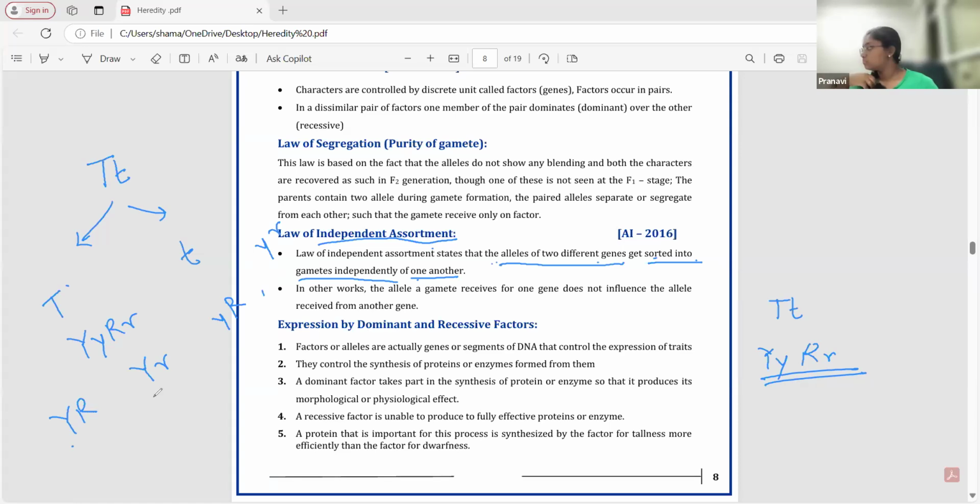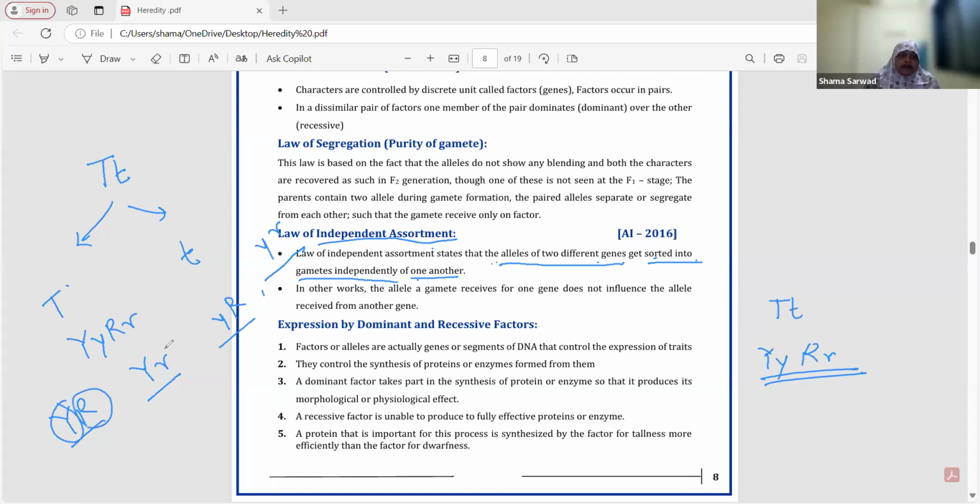In that way we have formed them. So each character has its own individual existence, and they are independent of each other. They are not dependent on any other gene. It means if yellow color is there, it's not that only round shape will come. With yellow color, wrinkled shape can also appear. With green color, round shape can also appear, or with green color, wrinkled shape can also appear. So it is completely independent. These two alleles or genes are independently assorted.